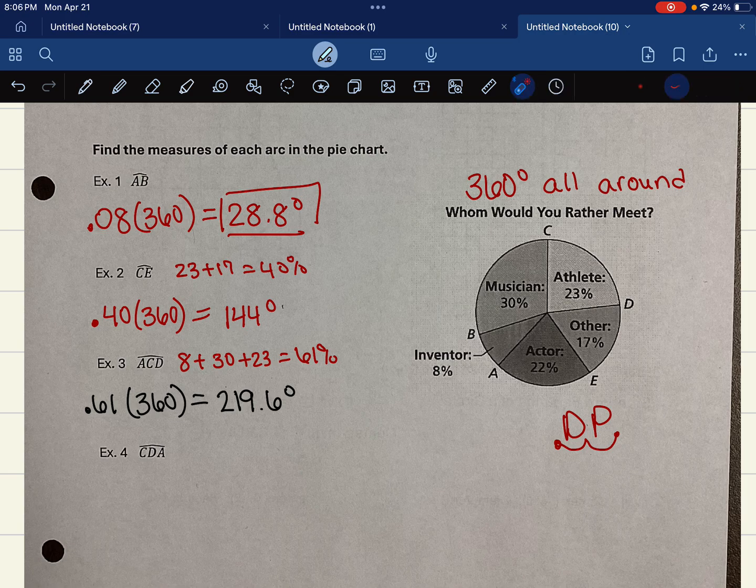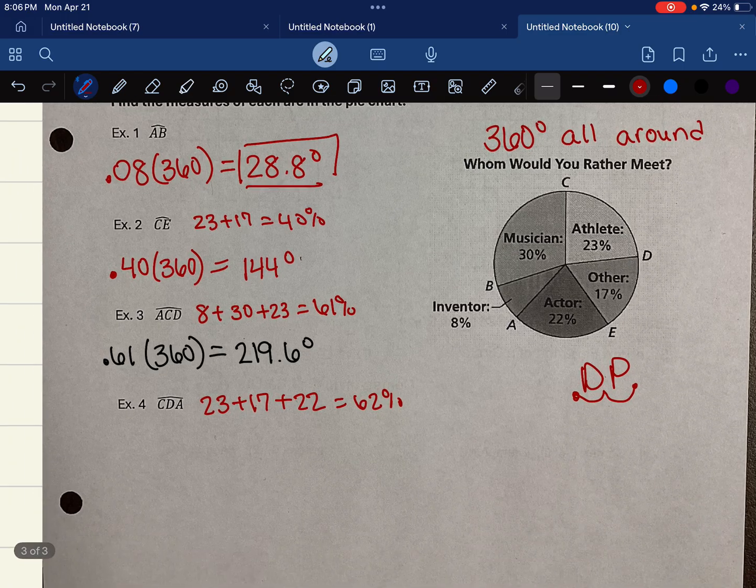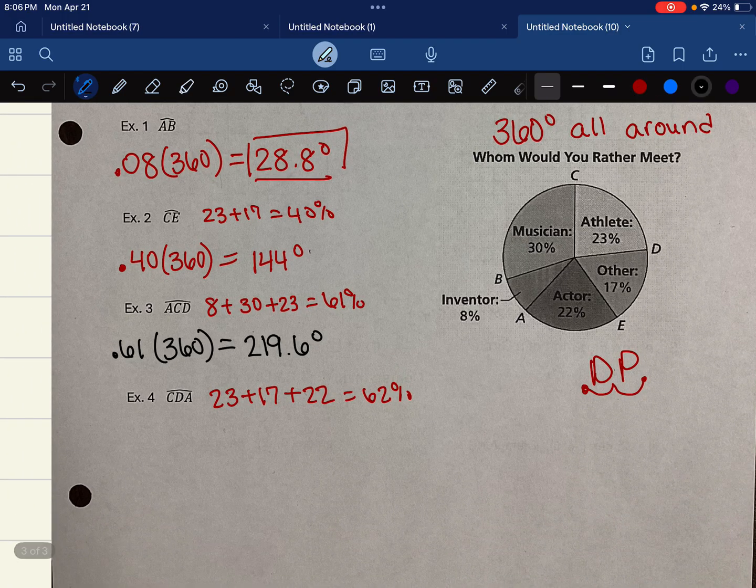Okay, lastly, CDA, start at C, go to D, end at A. We're looking at those three together. So 23 plus 17 plus 22 gives us a total of 62%. Just like all the others, we take 62% as a decimal, times 360, and that gives us a total of 223.2.